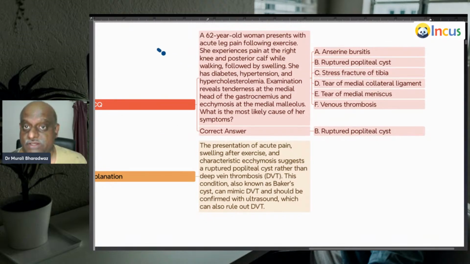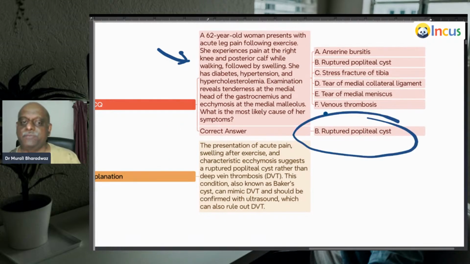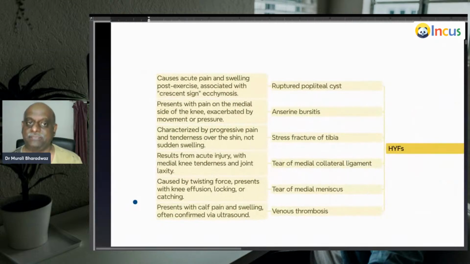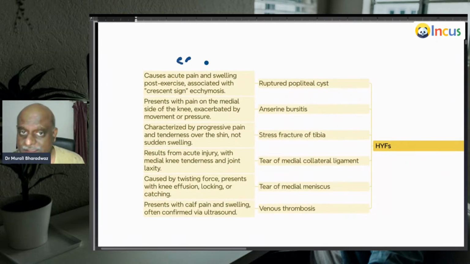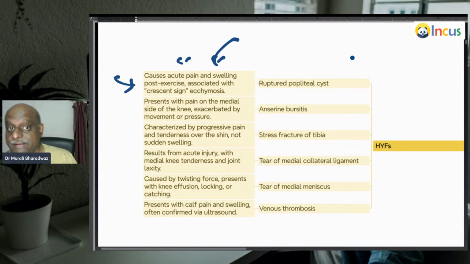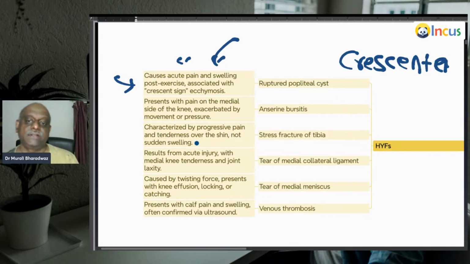A 62-year-old woman presents with acute leg pain following exercise. Typically, she experiences pain at the right knee, popliteal fossa, while walking. There is tenderness on the medial head of the gastrocnemius with ecchymosis at the medial malleolus, classical of a ruptured popliteal cyst. Typically, it causes pain and swelling post-exercise, and it is called the crescent sign ecchymosis.